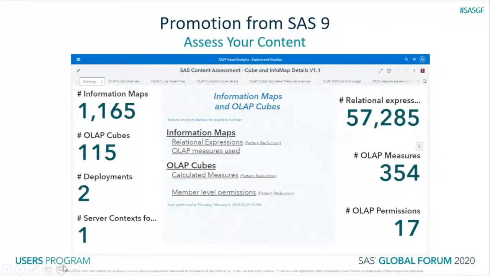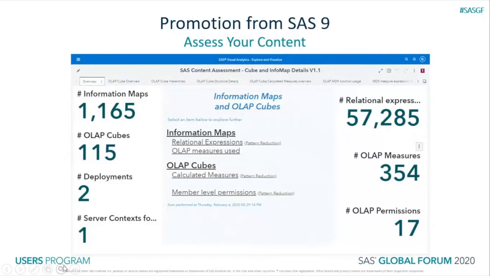The name of the tool is the SAS Content Assessment Tool. What it actually does, it runs a job in your existing SAS 9 environment and gathers all the necessary metadata information to provide, as a result, a very detailed report of your inventory. We are currently looking at the cube and infomap details inventory.